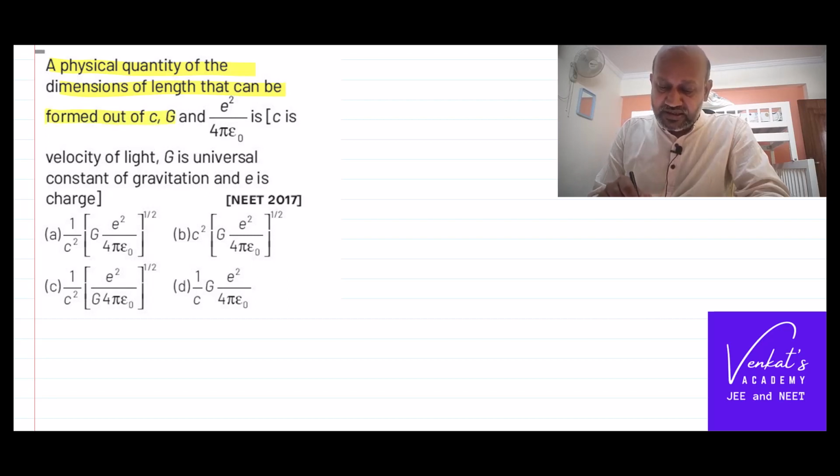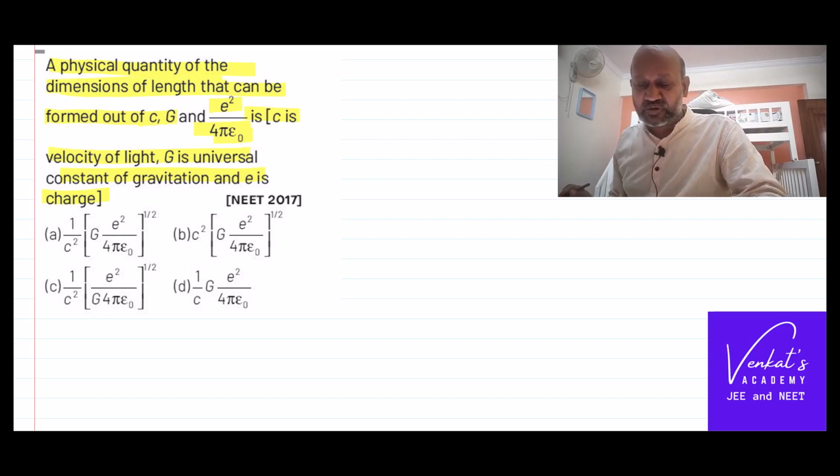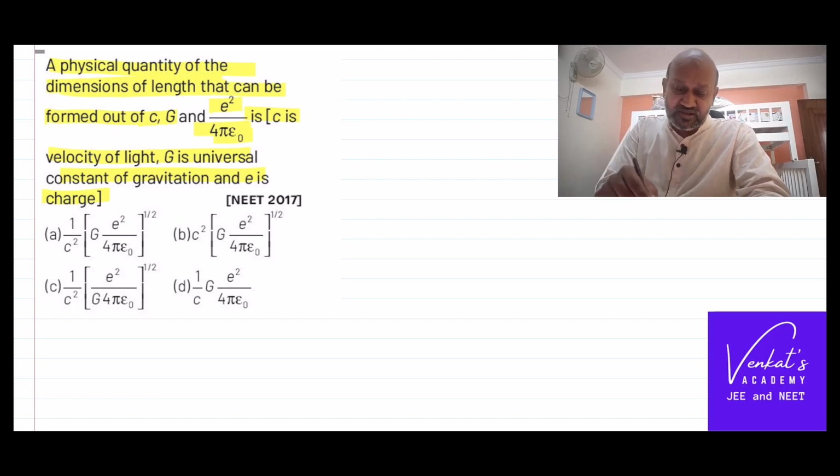So, he is saying that we use c, velocity of light, G, universal gravitational constant, e square by 4 pi epsilon naught, out of which, with which of the following combinations available in the options A, B, C, D, I can get dimensions of length. I will get length or not in any of these options is the question being asked. Which of them will give you a length, that is the question asked. So, let us write dimensions for each of them.